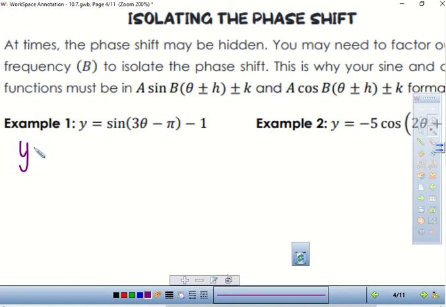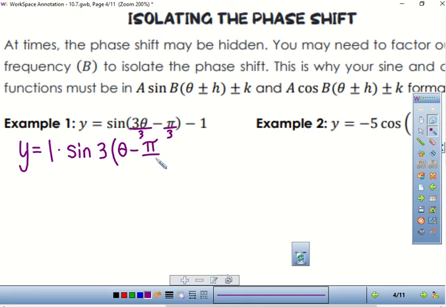So the first thing I'm going to do is try to rewrite this in complete standard form. Notice that this function doesn't have an a value, so what's the implied a value? 1. So it's going to be 1 times sine of. Whatever the coefficient of the theta is, you're going to factor that out. So it's going to be 3 times. What's 3 theta divided by 3? Good, just theta. And here you're going to divide this one also by 3, so it's just going to end up being minus pi over 3. And then minus 1.